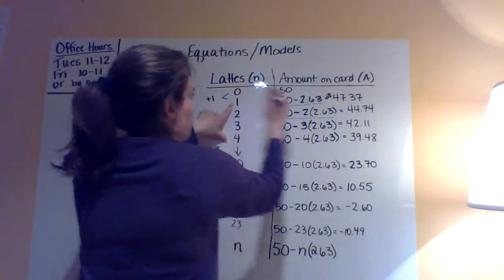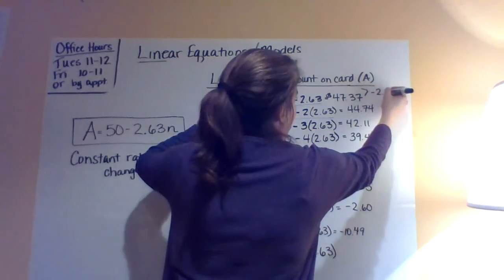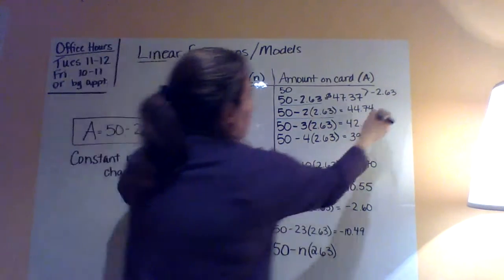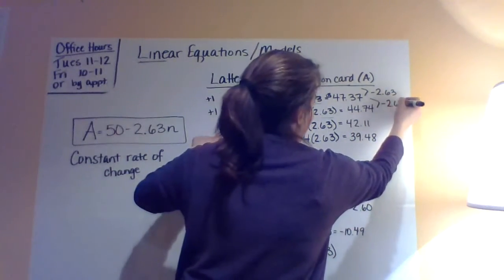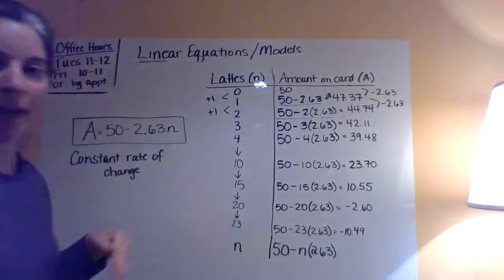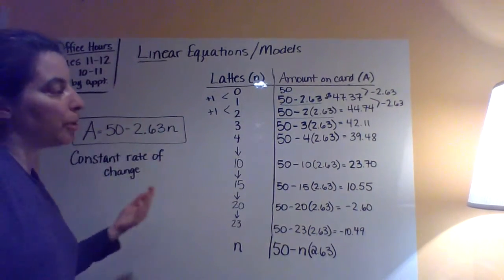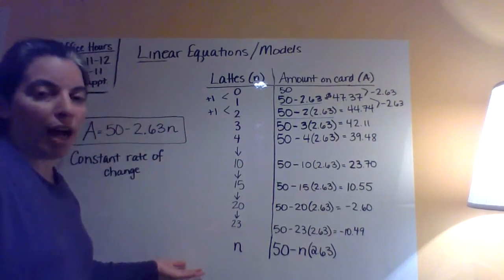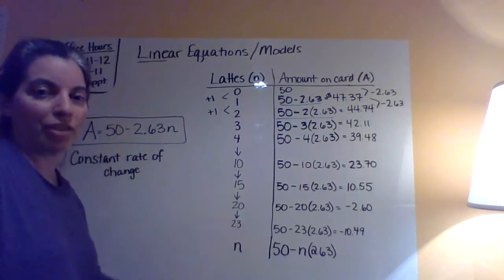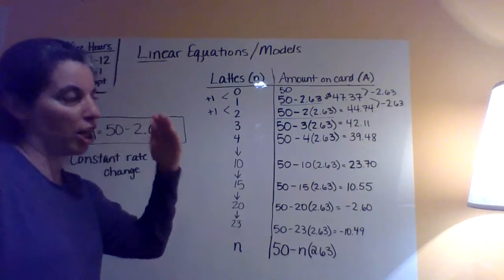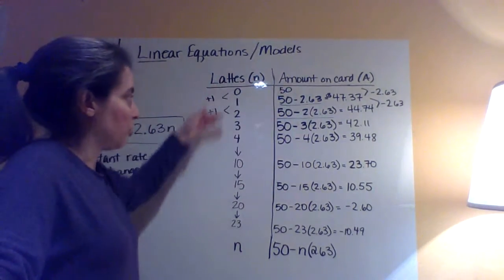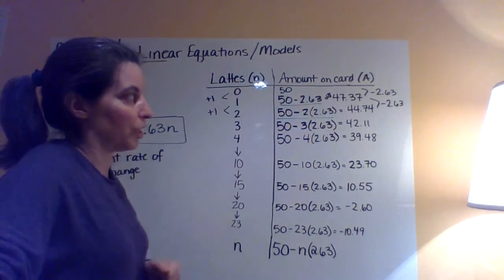So this went up by 1, this one went down by 263. This one went up by 1, this one went down by 263. It happens every single time. Now, if they had some promotion where once you've bought 6 lattes, then the next 5 lattes are 20% off or something, they wouldn't make the same line because the change would be different. But every time this goes up by 1, that goes down by 263.